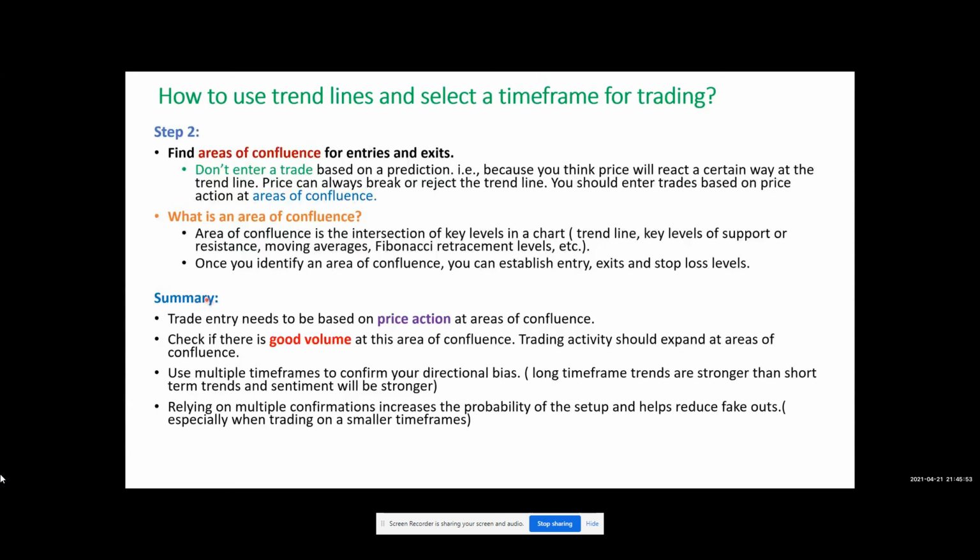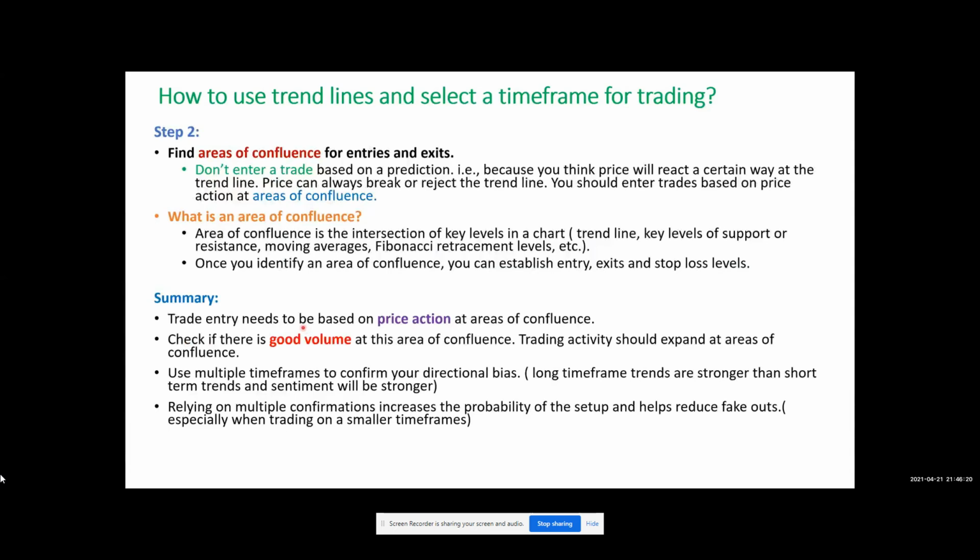Anyway, so summary: trade entry always needs to be based on price action at areas of confluence, always, right? You cannot be too biased. It always needs to be based on the areas of confluence. Area of confluence is only relative to reading the chart. Yes. Check if there is good volume at this area of confluence. So this is another important indicator. I think tomorrow we'll go over volume and momentum.